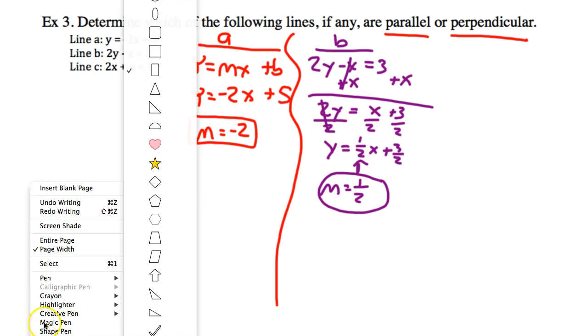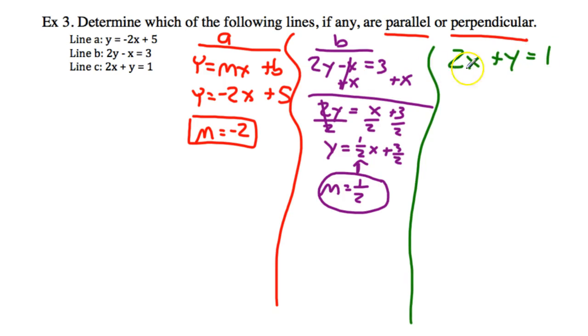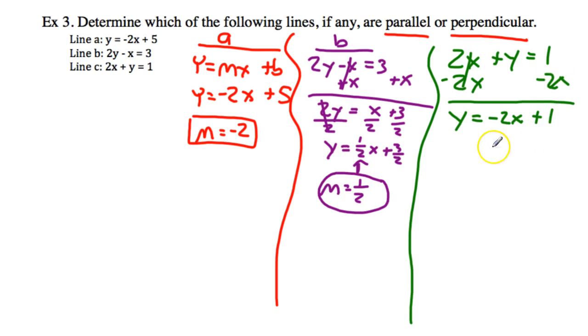Bam. Got it. Alright, I'll change it one more time. My last one, what do we got? 2x plus y equals 1. Not in slope-intercept form. I need to get the y by itself, so I'll do minus 2x, minus 2x. That cancels. So I'm left with y on this side, and that equals minus 2x plus 1. The slope is going to be the number in front of the x, which is -2.